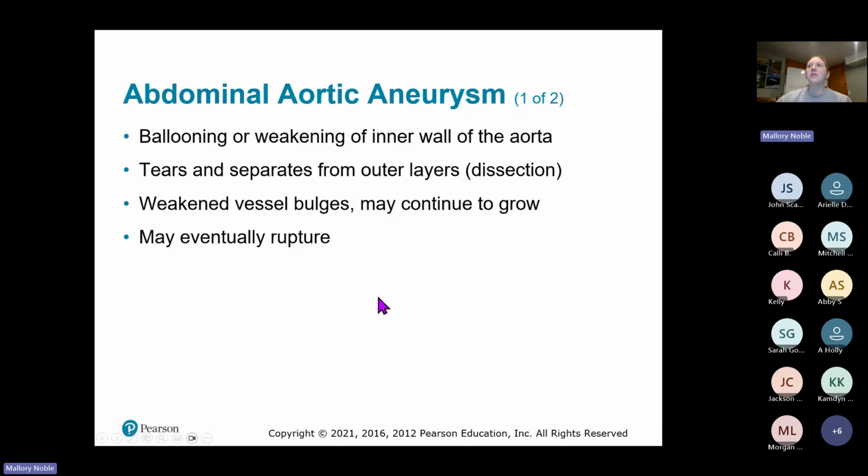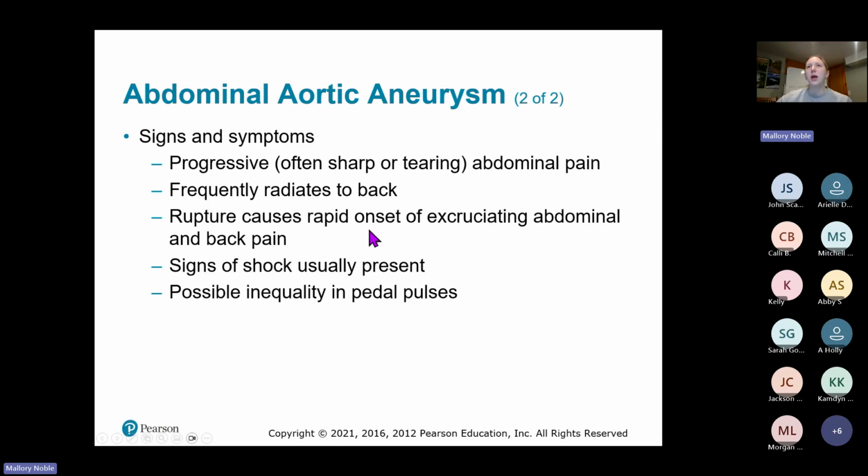Eventually, it does have the likelihood of rupturing. So lots of people have aneurysms. They sit dormant. The patient oftentimes doesn't know that they have one. Sometimes it's kind of stumbled upon through just normal scans that, oh, hey, by the way, you've got this aneurysm. But the aneurysm itself is not usually painful. It's when it dissects or ruptures that the patient starts to have pain.